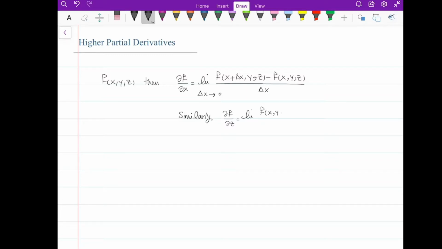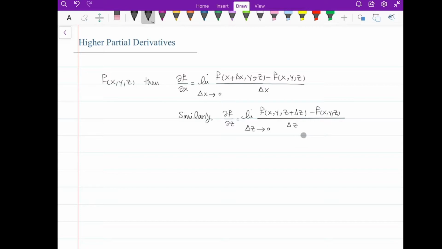f of x, y, and z plus delta z minus f of x, y, and z, over delta z as delta z goes to 0. You see, and here x and y are held fixed and z is just changing.